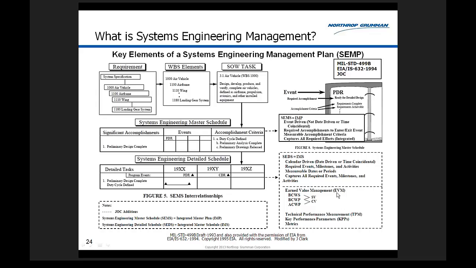Okay, now also encourage using earned value management, earned value, which you take the difference between the budgeted cost of work scheduled and the budgeted cost of work performed, and that gives you a schedule variance. And the difference between that and the actual cost of work performed gives you a cost variance. Okay, and some TPMs and things like that. So those are kind of the key elements of a system engineering management plan on how to manage a system.